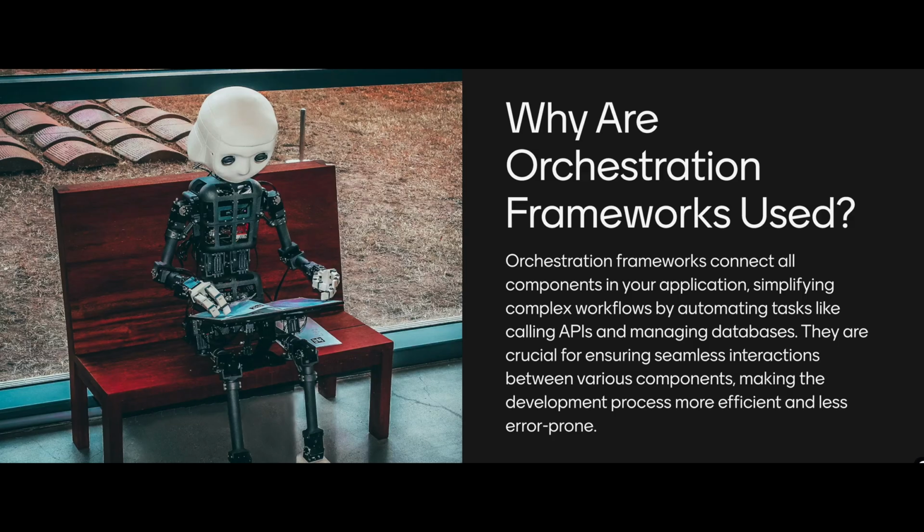You might be wondering why we need an orchestration framework. Well, orchestration frameworks act as a glue that connects all the components in your application. They simplify the complex workflow by automating tasks like calling the APIs, managing the database, and processing the input and output. You will understand this when we go to the hands-on project. For example, in a chatbot application, an orchestration framework like LangChain can handle tasks like retrieving context from the database and passing it into the LLM to generate the response. Without an orchestration framework, managing these workflows manually would be time-consuming and error-prone.